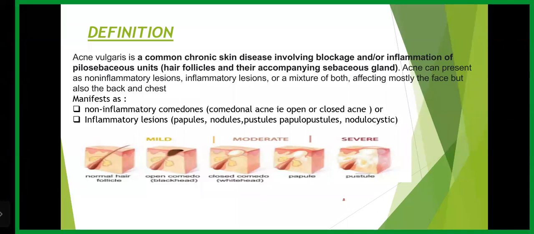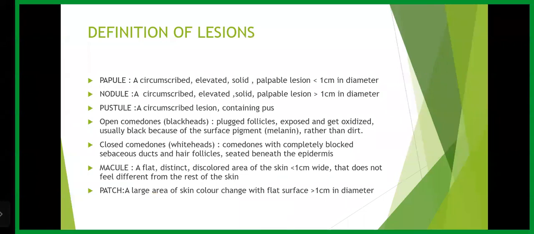Acne vulgaris is a common chronic skin disease involving blockage and inflammation of the pilosebaceous units, which are the hair follicles and the accompanying sebaceous glands. Acne can present as either inflammatory lesions, which include papules, nodules, pustules, or papulopustules, or non-inflammatory lesions, which are also known as comedones. So it could be either open comedones or closed comedones. Acne can be classified into mild, moderate, and severe.